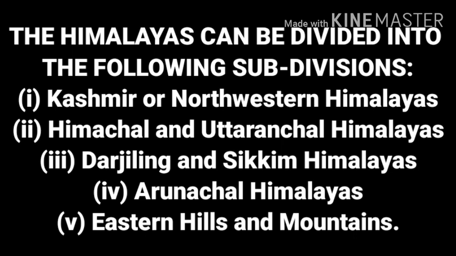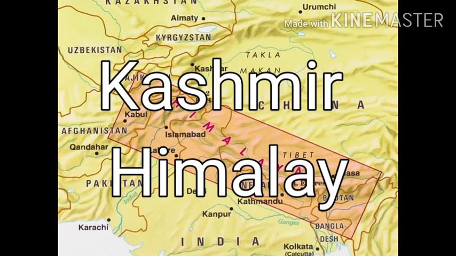Number 1, Kashmir or Northwestern Himalayas. Number 2, Himachal and Uttarakhand Himalayas. Number 3, Darjiling and Sikkim Himalayas. Number 4, Arunachal Himalayas. And number 5, Eastern Hills and Mountains. So first we will see the Kashmir or Northwestern Himalayas.